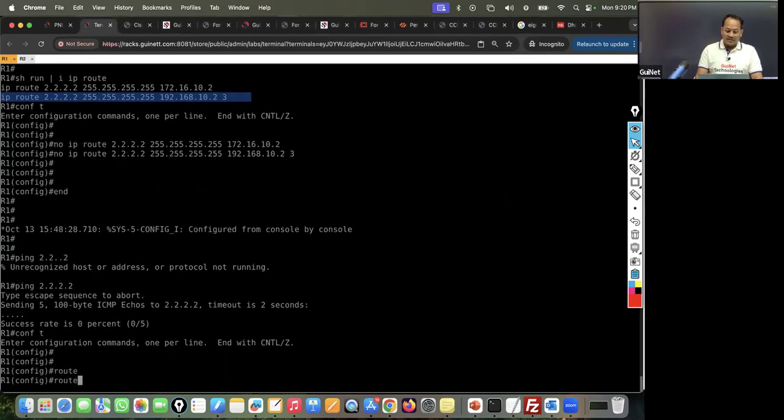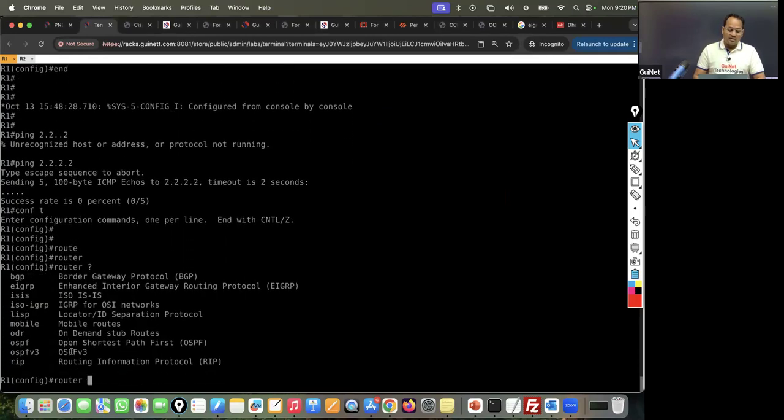Type router and put a question mark. You can see all possible protocols: BGP, EIGRP, IS-IS, LISP, mobile, ODR, OSPF, OSPFv3. We'll understand what OSPFv3 is for IPv6. We'll even do IPv6 labs for all the routing protocols as well.